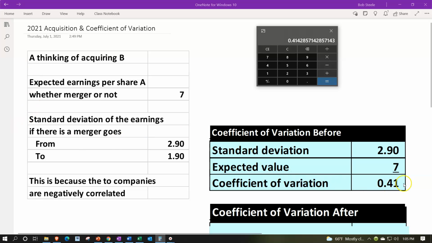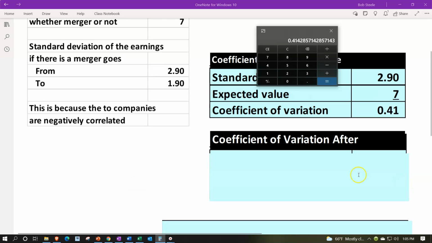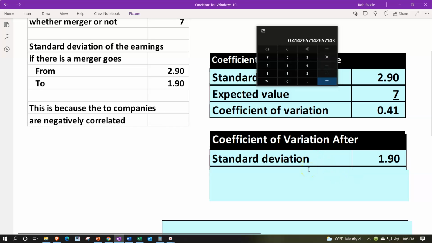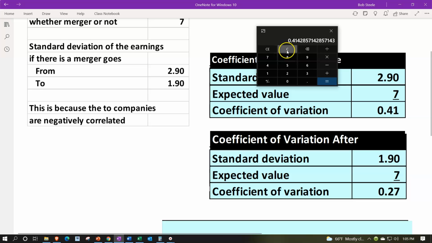And that doesn't make a lot of sense in and of itself, but when we compare it to something else, that's when it's going to be useful. That's when the coefficient of variation is useful. That's why we use it oftentimes. So if we take a look at the second one, after the merger, we have the 1.9 on the standard deviation, and then we have the expected value at the 7. So if we divide that out, we've got the 1.9 divided by the 7. We get to the 0.27.